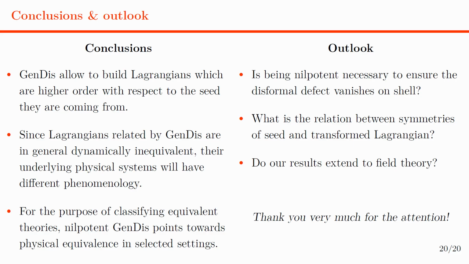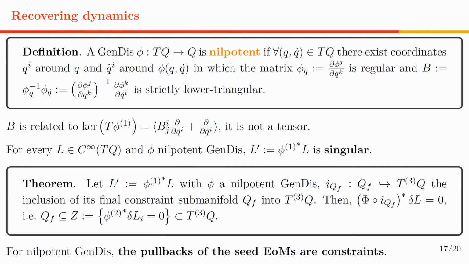Could you come back to slide 17? Yes. That's the question. Thanks. Was the answer correct? Yes. Under your definition, I guess this is not a tensor. Yes, this object B is not a tensor.